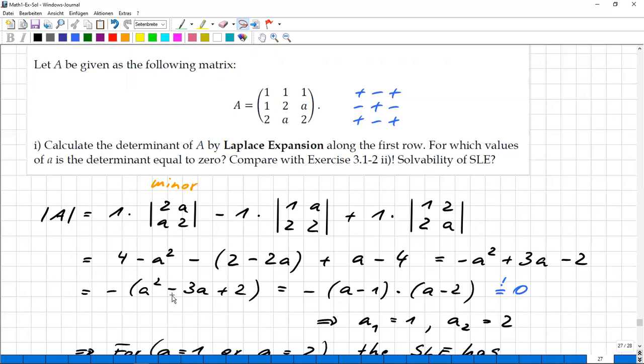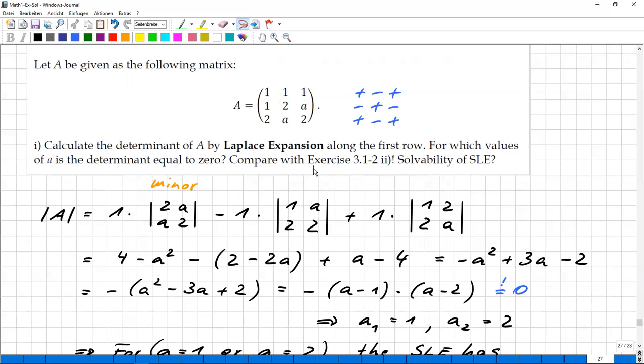Now that's nice because you know my much-loved Vieta's theorem, which says you are looking for whole numbers so that their product is this constant and their negative sum is this one. So it's easy to guess. In this case, it's 1 and 2. These are the two zeros of this polynomial. It means the linear factorization form is minus outside, and then a minus 1 times a minus 2. Now, this gets 0, of course, in two cases, either if a equals 1 or a equals 2.